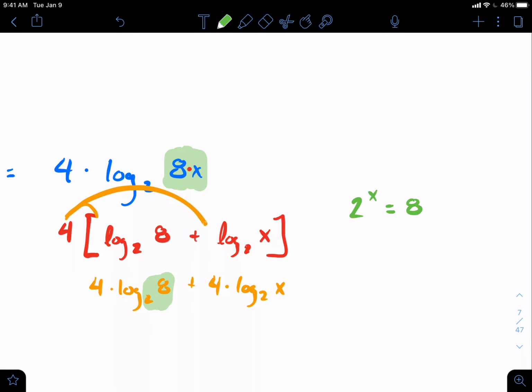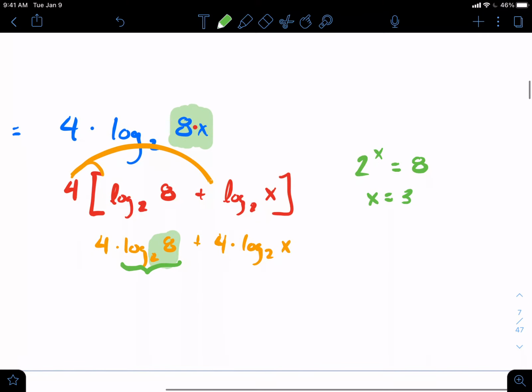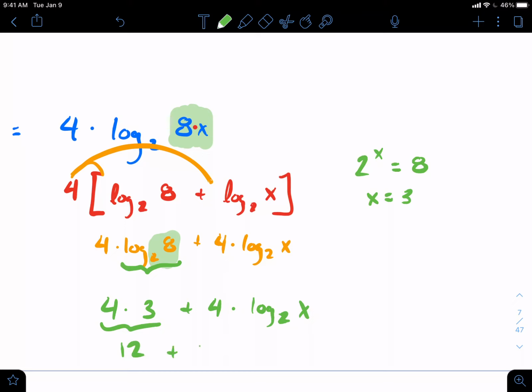Sometimes there's an easy answer to this, sometimes there's not. But in this case, we know that 2 to the 3rd power is equal to 8. So this whole expression equals 3. So this would be 4 times 3 plus 4 times log base 2 of x. And this, of course, becomes 12 plus 4 times log base 2 of x.